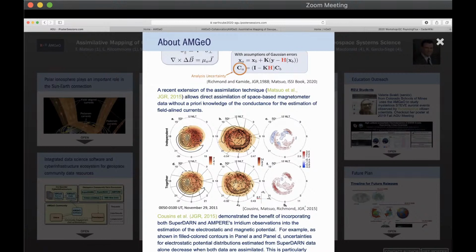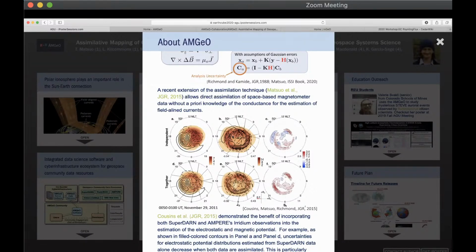I'll spare the details, but for the interest of this focus group, you can see that the third column is the Poynting flux. The left shows the electrostatic potential patterns in black contours, and the middle is the field line current. Brian Anderson mentioned uncertainty, right? When you start bringing all the data sets together, we need to be very, very careful keeping track of uncertainty.